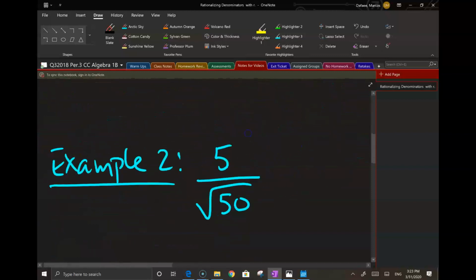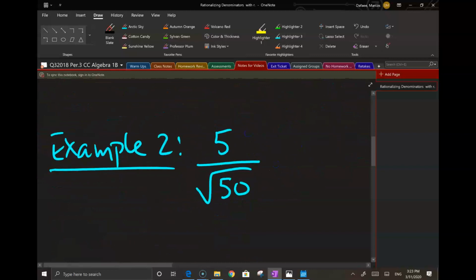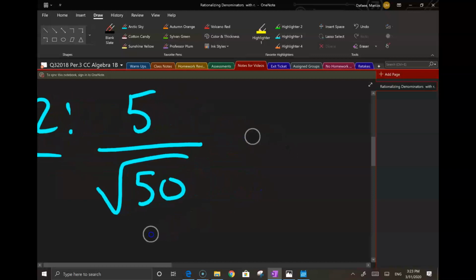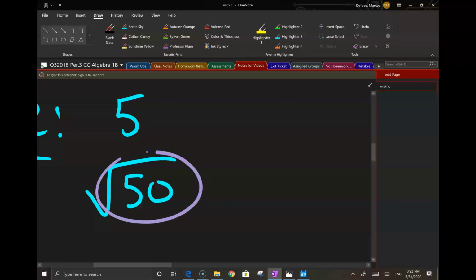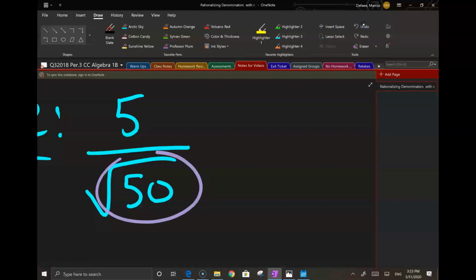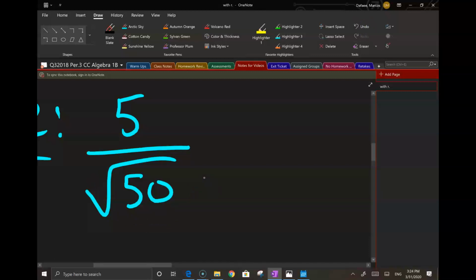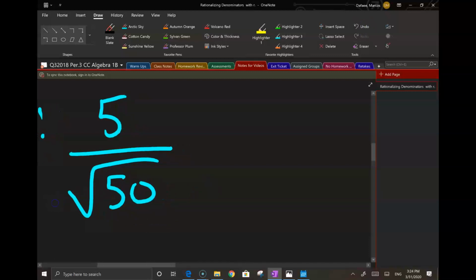All right, example 2. You have 5 over radical 50. Now, once again, you might be tempted to reduce 5 and 50, but don't do that, because the 5 and the 50 are not the same. They're not actually divisible by 5. The square root of 50 is going to be a decimal value, so you want to keep this number inside the radical, and instead focus on splitting this 50 into 2 smaller radicals and trying to pull, if you can, a perfect square out of there.